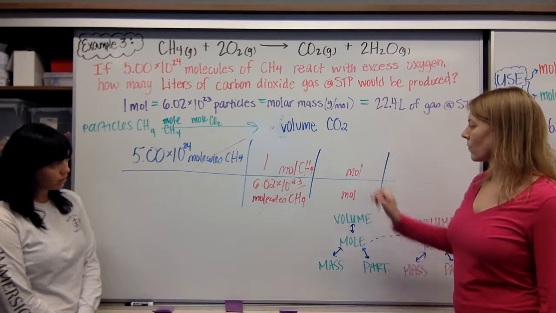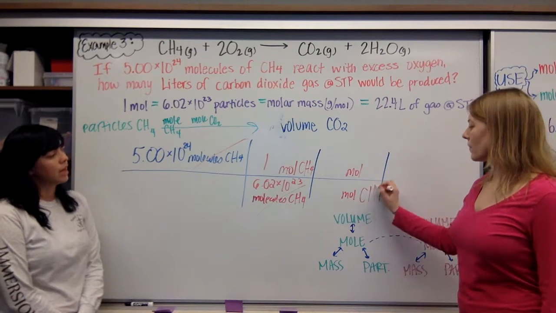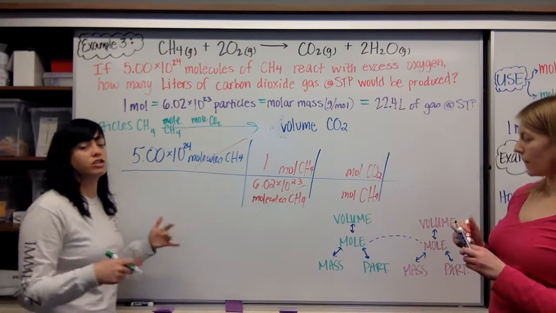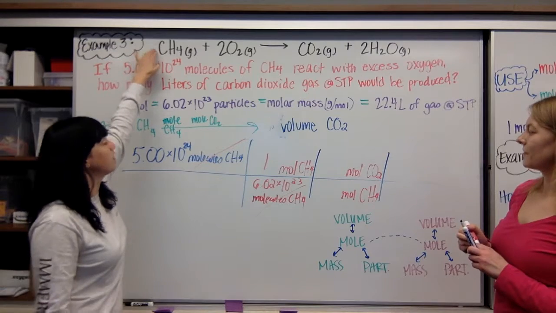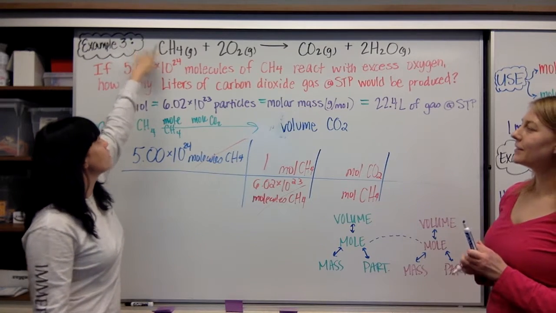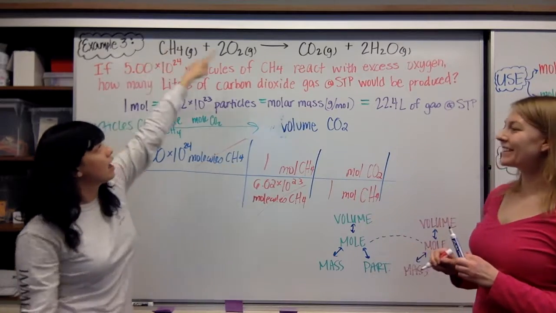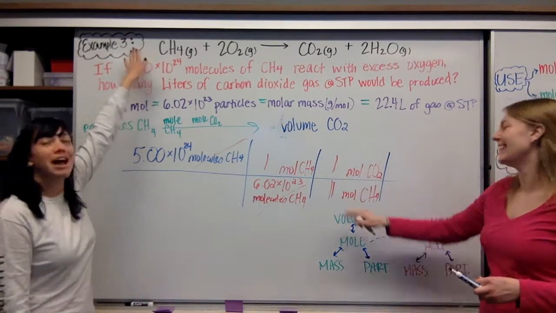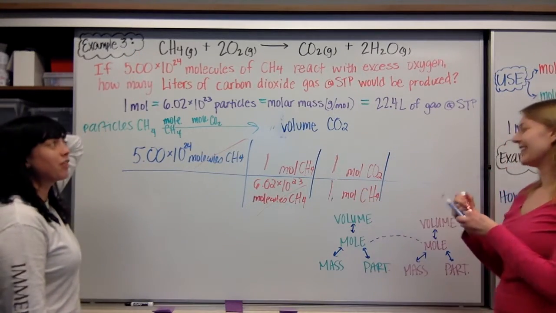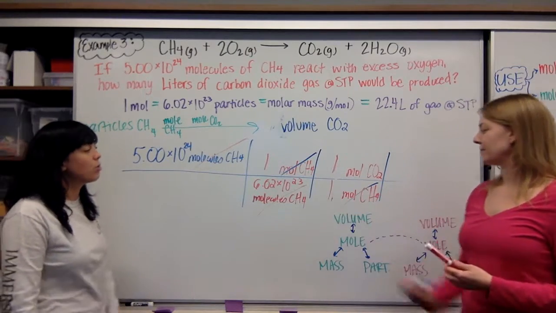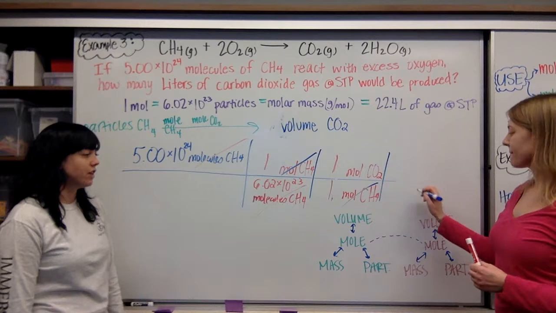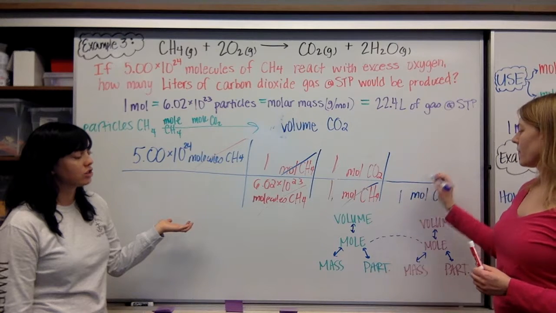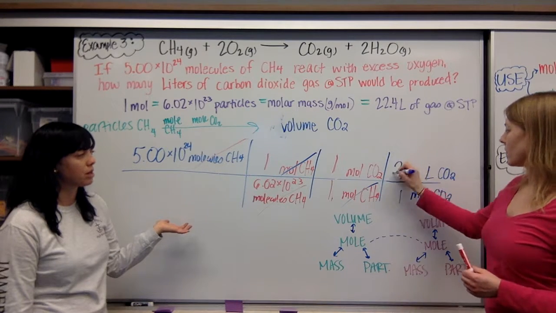So my moles of methane are going to go on the bottom, and my moles of carbon dioxide are going to go on top. This is where I can't just use 1-to-1 or whatever anymore. I have to go back to my original balanced equation. This is our new step. So for every 1 mole of methane, I have 1 mole of carbon dioxide. Sorry, it's 1-to-1. That's okay. You have to go back and make sure. So 1 mole of methane for every 1 mole of carbon dioxide. Now that I am in moles of carbon dioxide, I can figure out what my volume of carbon dioxide would be. So for every 1 mole of carbon dioxide, I have 22.4 liters of carbon dioxide.